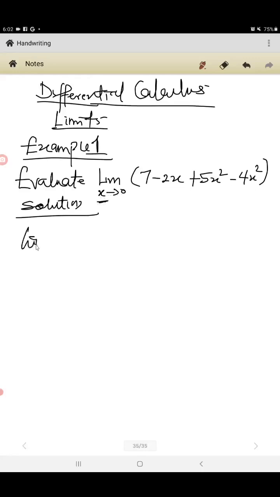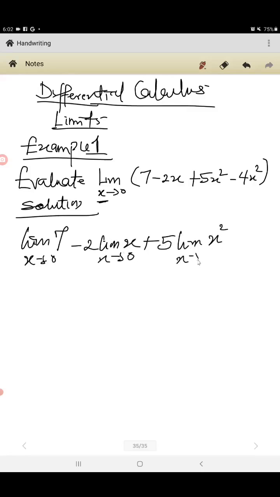You set the limit of 7 as x tends to 0, minus 2 times the limit as x tends to 0 of x, plus 5 times the limit of x squared as x tends to 0, minus 4 times the limit as x tends to 0. You'll be putting it one by one. At the limit where there is a constant like this 7, it will also give you 7.